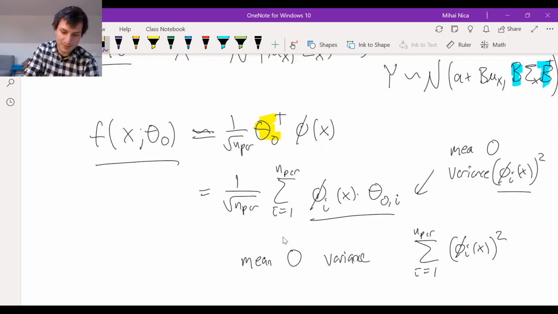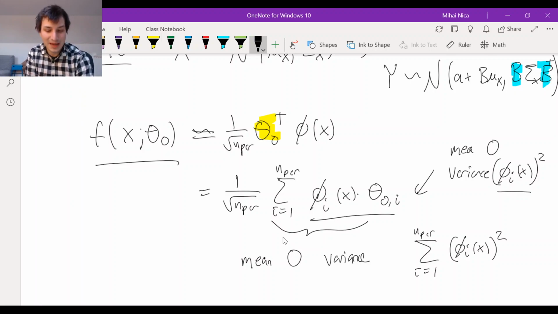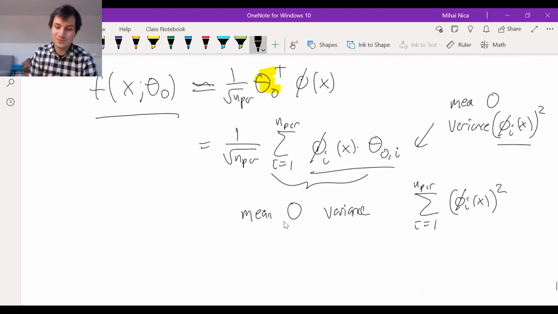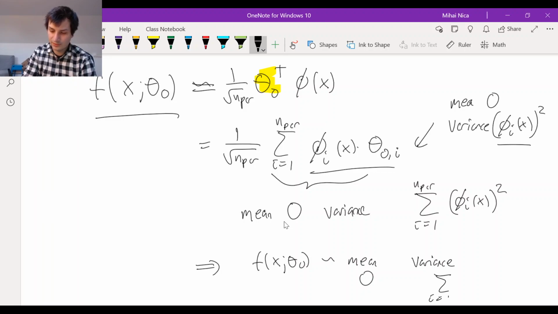That's this whole thing, without the 1 over n par. And then when you multiply by 1 over square root of n par, the variance gets multiplied by the square of that. So we're using the fact that when you multiply by a constant, the variance gets multiplied by the square of the constant, and when you add up independent Gaussians, the variances add. So if you combine all this, you'll get exactly this fact that f of x, theta 0 is mean 0, and its variance is the sum of i equal 1 to n par of phi i of x squared times 1 over n par, which is K of x x.